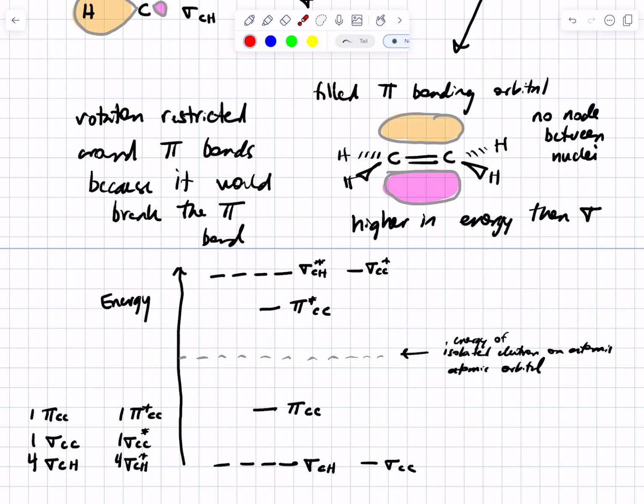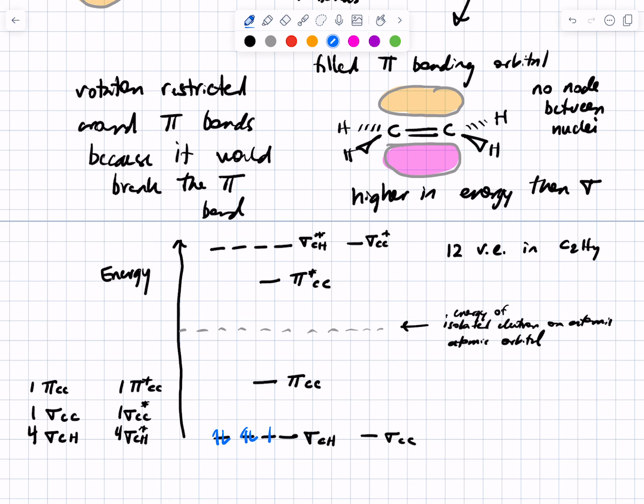Now that we've got the orbitals all accounted for, 1 bonding orbital for each bond, 1 antibonding orbital for each bond, and we have them in the correct energy, we can now fill these orbitals up with the available electrons. We have 2, 4, 6, 8, 10, 12 valence electrons in ethylene. So 2 in each orbital, 2, 4, 6, 8, 10, 12. We see that the pi bond and the sigma bonding orbitals are filled, the antibonding orbitals are empty.